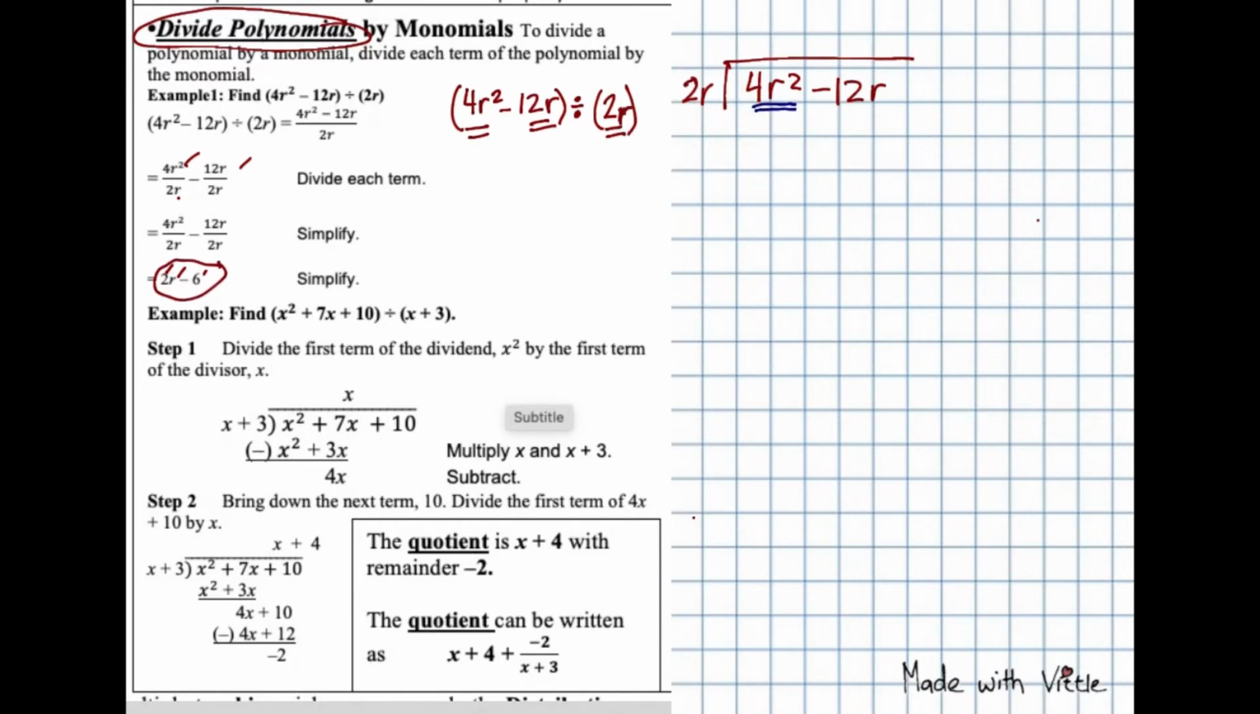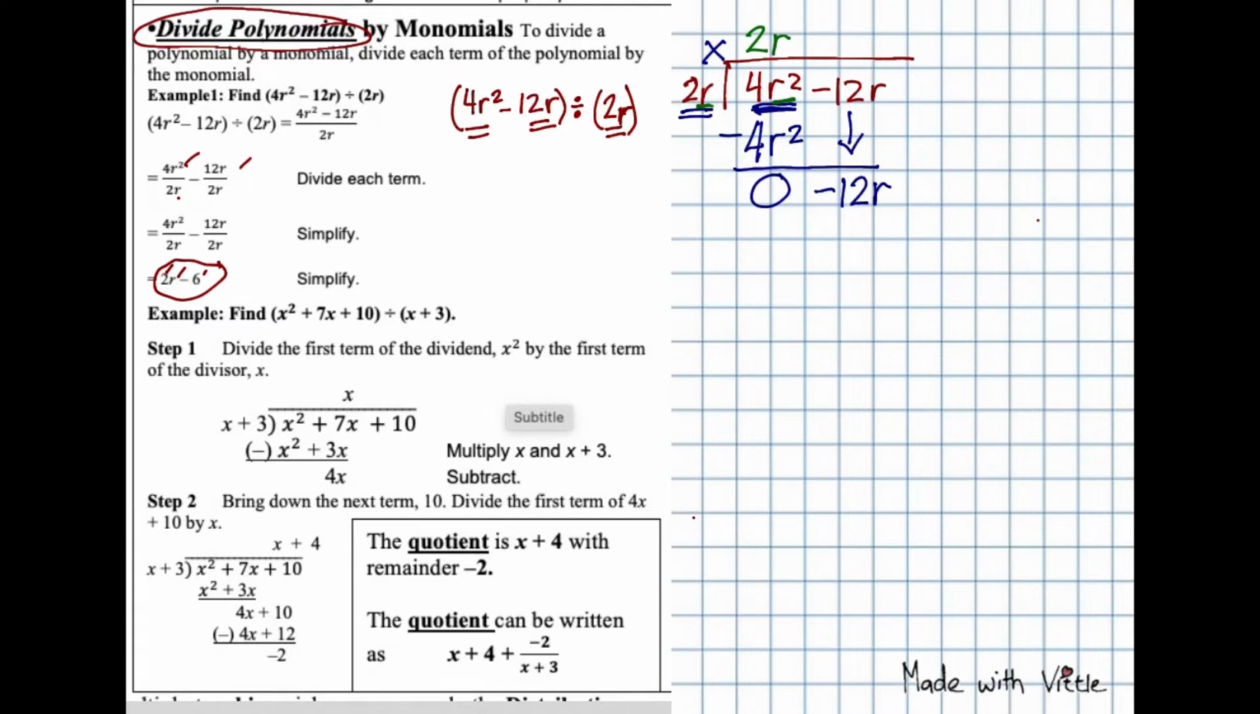Underline the first term inside the division symbol, the 4r squared. Then we're going to divide that by the divisor outside, which is the 2r. 4 divided by 2 is 2. r squared divided by r is r. Then multiply: r times 2r is 4r squared. Then subtract them. Bring down the next term.